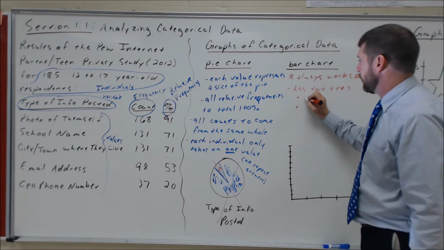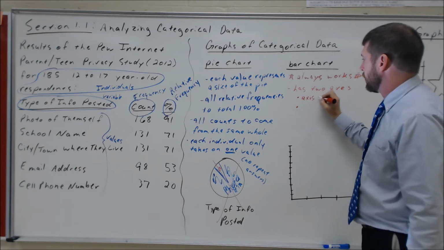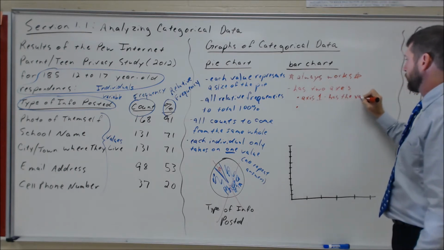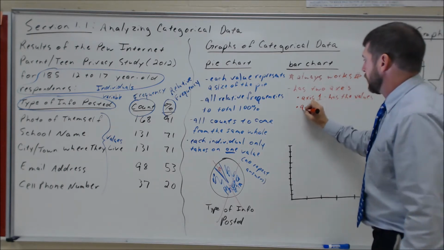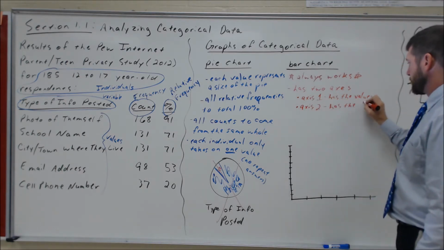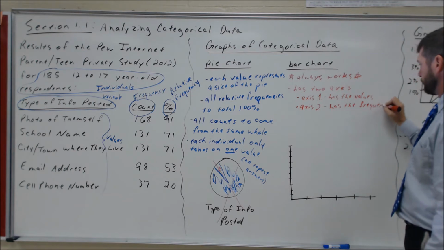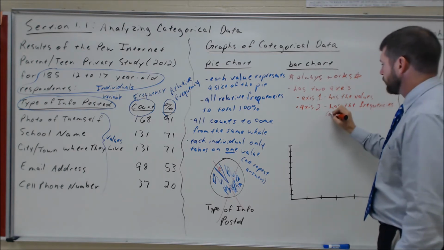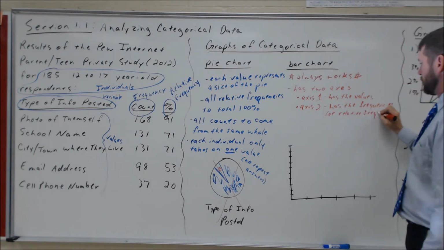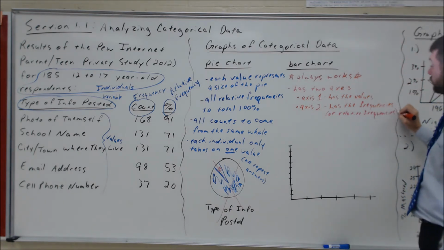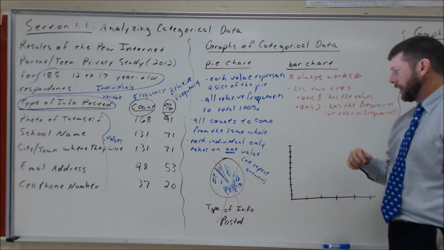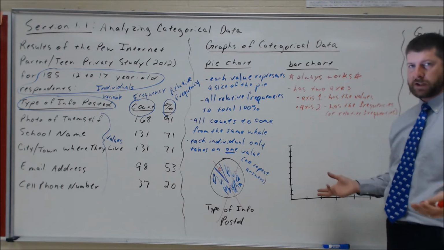The key is that one axis, so axis 1, has the values, and then axis 2 has the frequencies, or relative frequencies. Relative frequencies, converting them to percentages, that's really useful if you're comparing two groups that maybe have different sizes.